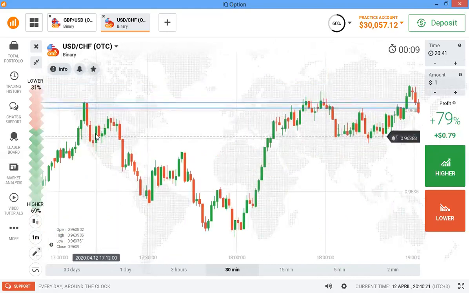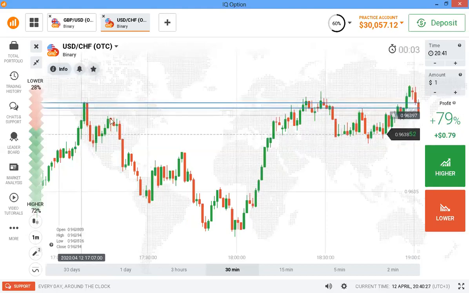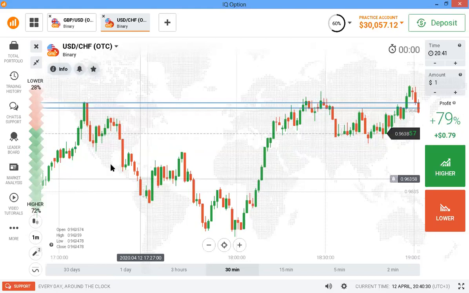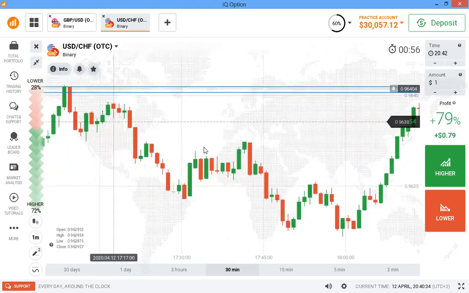Even though you are expecting here, like now, immediately after this testing of this resistance level, you can see sellers entered. Sellers entered after a retracement. Sellers enter very strong.